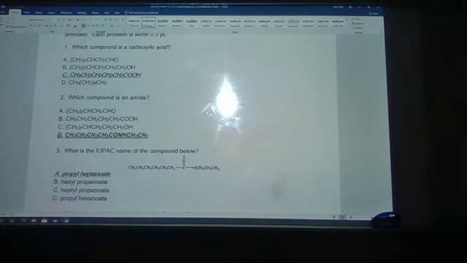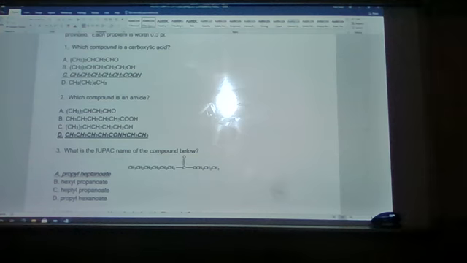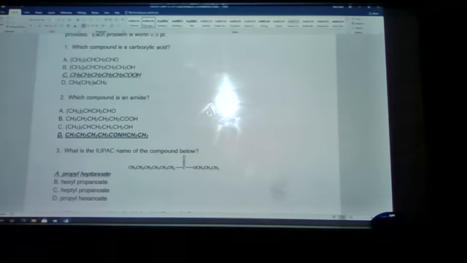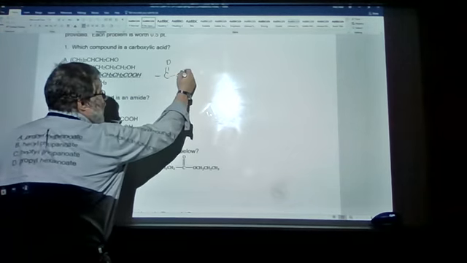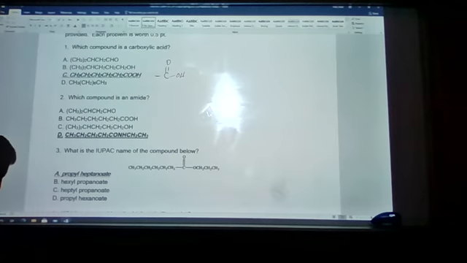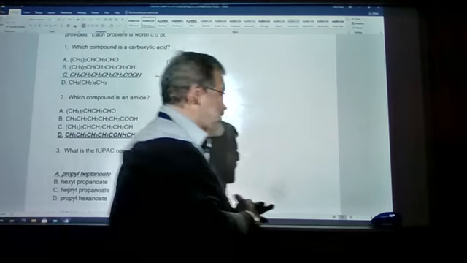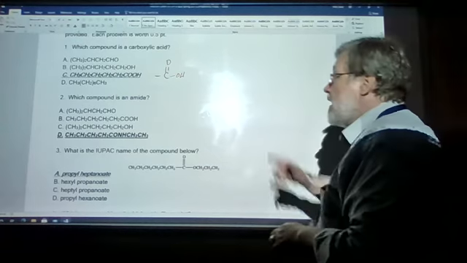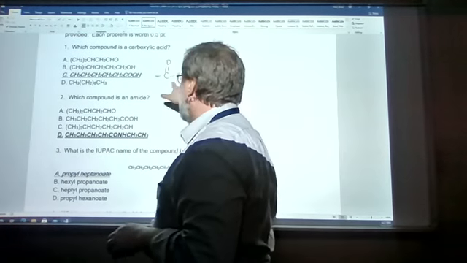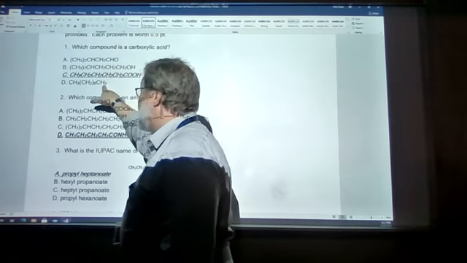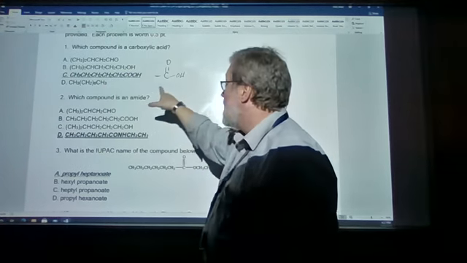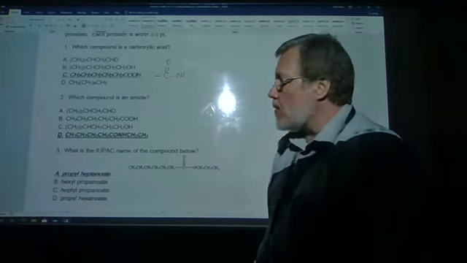This is the Chemistry 101 Spring 2021 Chapter 13 quiz review. Number one, which of these compounds is a carboxylic acid? A carboxylic acid has the C double bond O, OH functional group. Of the choices A, B, C, or D, only answer C has the C double bond O, OH. This is an alcohol, this is an aldehyde, this is a hydrocarbon. So only answer C is a carboxylic acid.